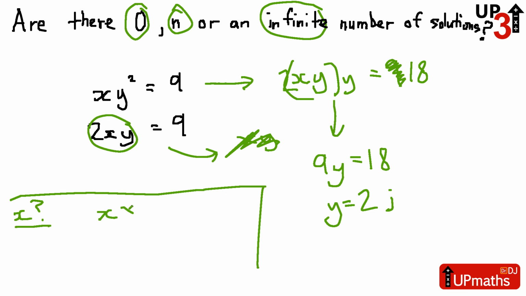So that'd be x times 4 equals 9. X equals 9 over 4. But I just want to double check it also works in the second equation, so I'm a bit nervous in case I made a mistake. So that'd be 2x, yeah, it's the same.